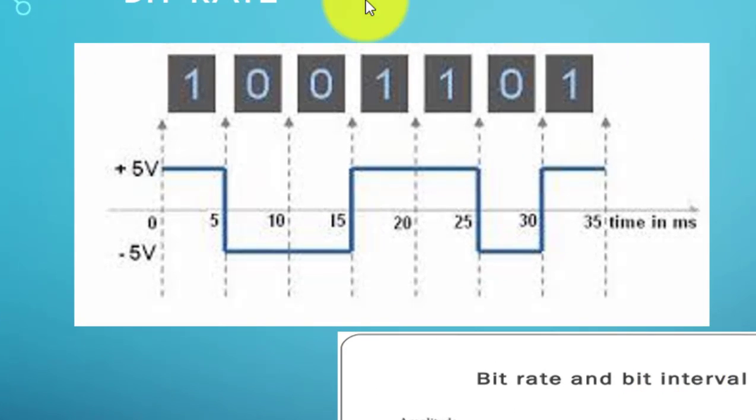Now I'm transmitting this value 1001101. Now how can you transmit this 1001101? This is transmitted in the series of voltage levels. So if I want to transmit 1, it is represented as a positive 5 volt, and if I want to transmit 0, I have to represent that in a voltage instance of negative 5 volts. So positive 5 volts will basically represent 1 and negative 5 volts will represent 0.